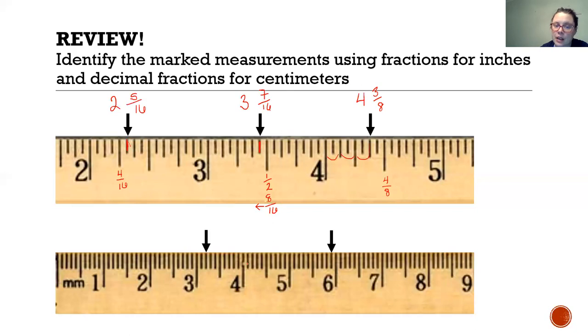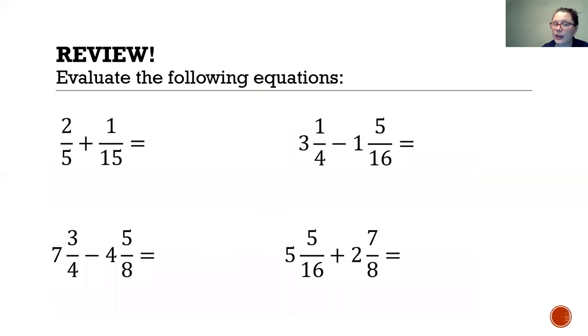Okay, and then down here we'll use our decimal fractions again. So we have 3 2/10, which is 3.2. And then here, 5 9/10, which we never write centimeters that way. We would do 5.9. All right, so just a quick refresh. And very quickly, let's do a couple of adding questions.